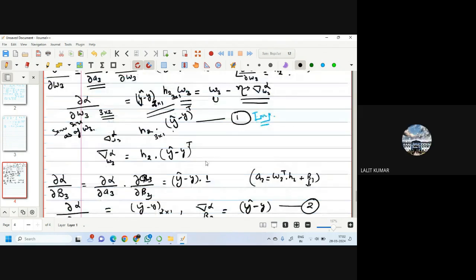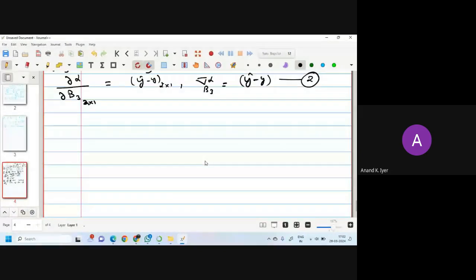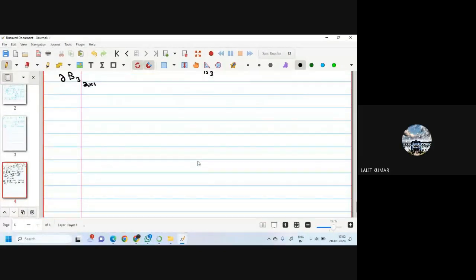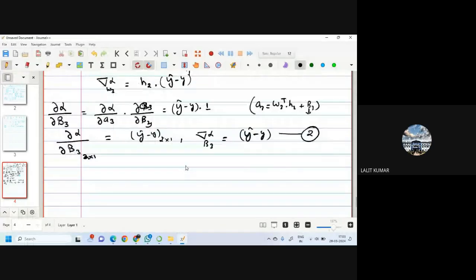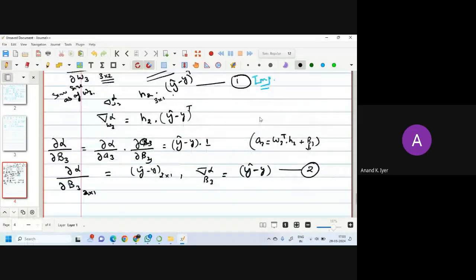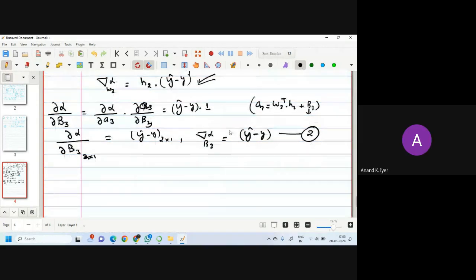We didn't do del L by del W2, right? That we will do in the next step. I think you did. Can you just go up a little? Okay, you did only B3. Fine. So we have done this part, and this part. Now we go to the next one.